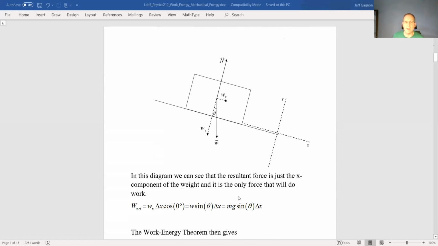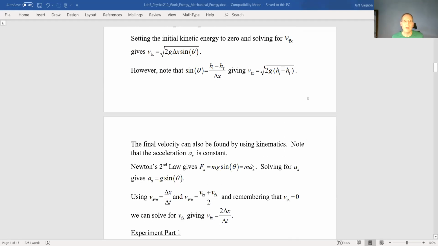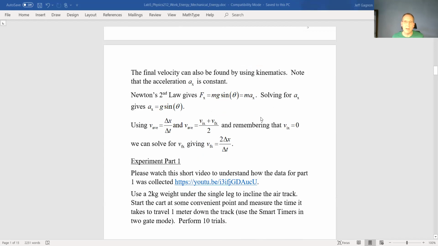So we just did this on the iPad. We derived the fact that the final velocity in the x direction after it goes that 1 meter must be equal to the square root of 2g times the change in the height. Think of this as your predicted final velocity. And then by using kinematics, knowing that the acceleration is constant and the cart is starting at rest, we also found the final velocity, v final in the x direction experimental, which is equal to twice the average velocity, 2 times delta x over delta t.